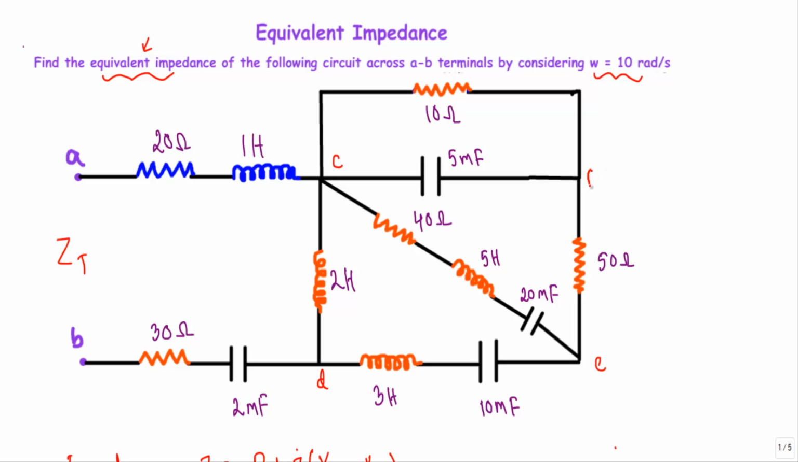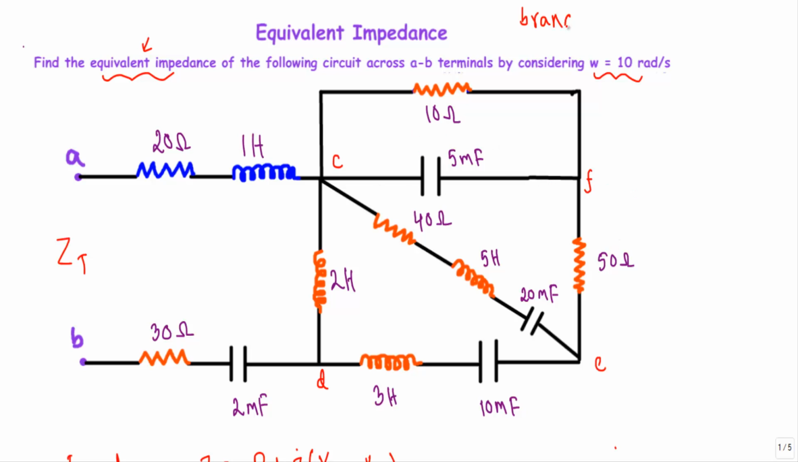I indicate this node or junction with F. I cannot go in this direction because I have this 10 ohm resistor, in this direction because I have this 5 millifarad capacitor, and in this direction because I have this 50 ohm resistor. So these are the 6 points in our circuit.